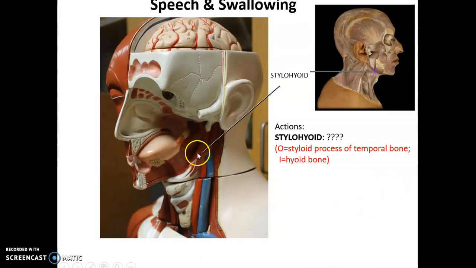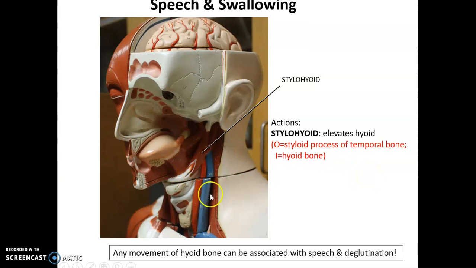Then there is the stylohyoid muscle. This goes from the styloid process of the temporal bone to the hyoid bone. What this muscle does is help to elevate the hyoid bone, which means it is helping to elevate the larynx, and this can aid in both speech and in deglutination, in swallowing. We raise this portion of the larynx and trachea when we swallow.